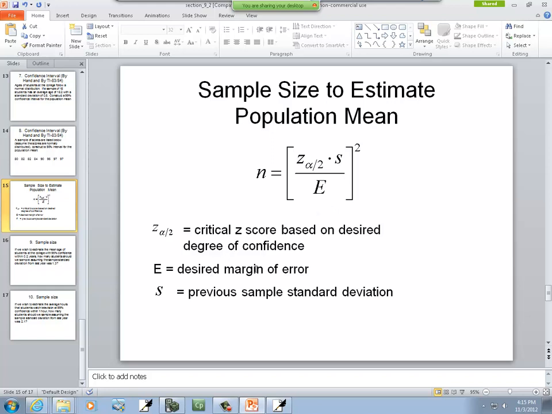Now E is your desired margin of error, and then of course Z sub alpha divided by 2 is the critical Z-score based on the desired degree of confidence.